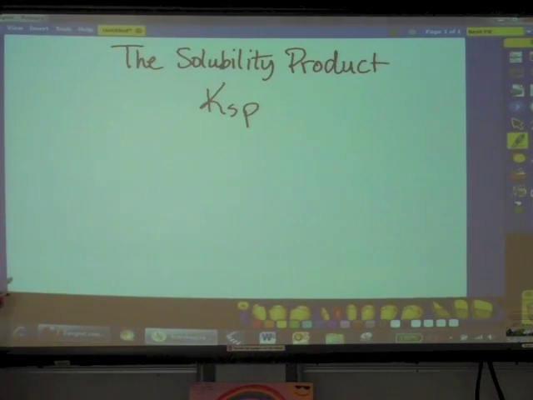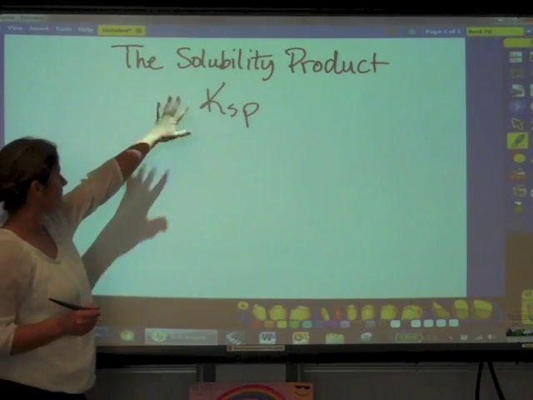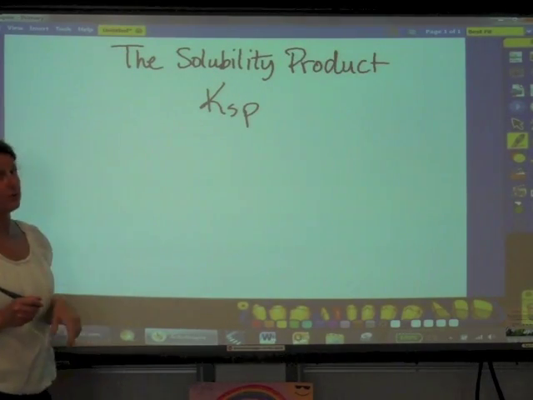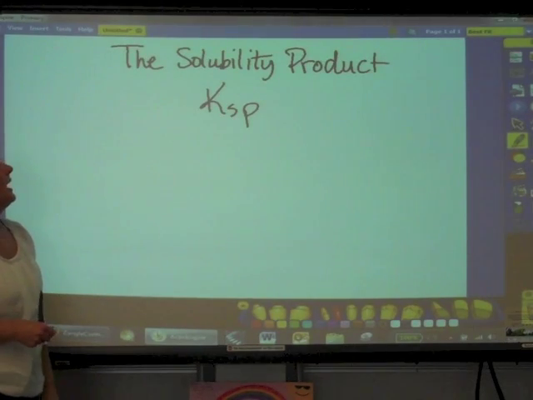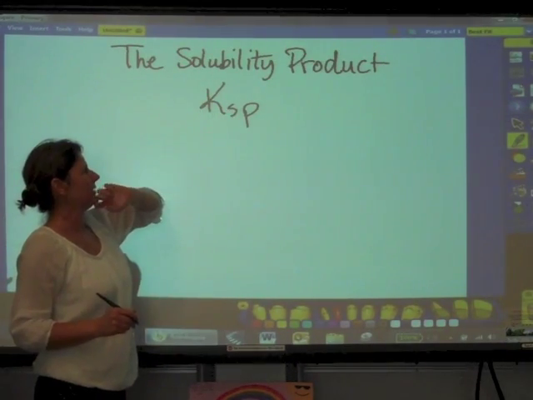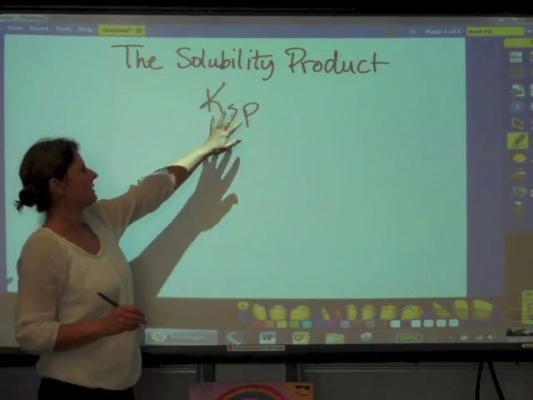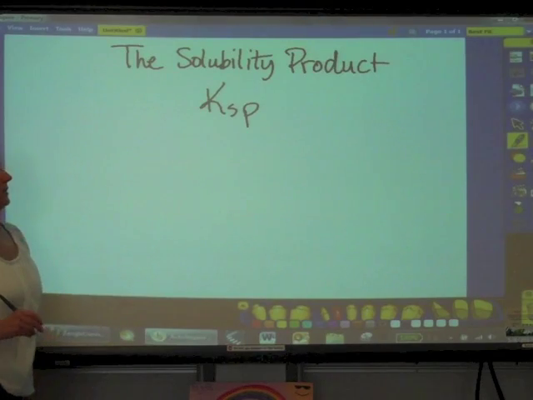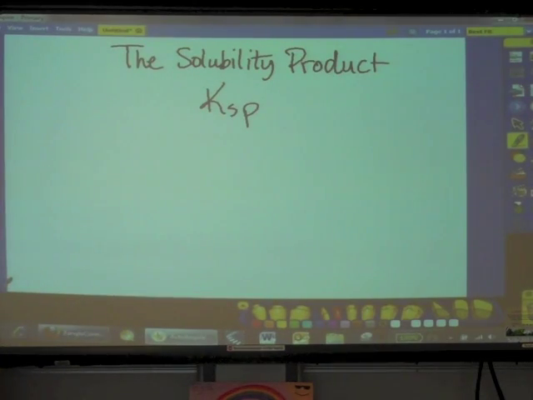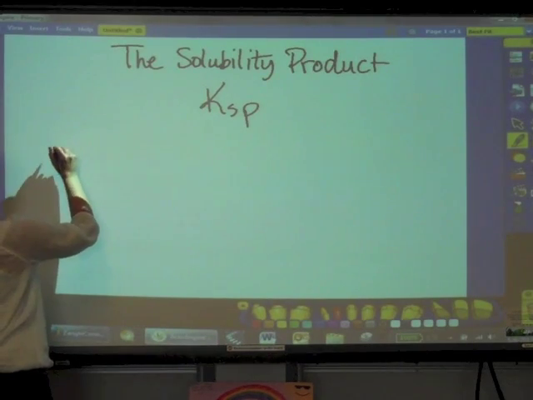Today we are going to talk about our last aspect of the equilibrium constant K before we talk about it in terms of thermodynamics. And so today it is Ksp. We call this the solubility product. All right.